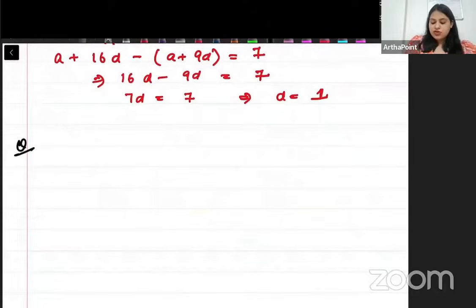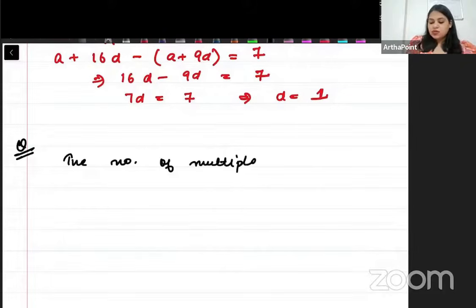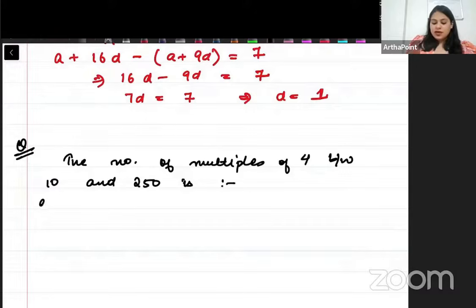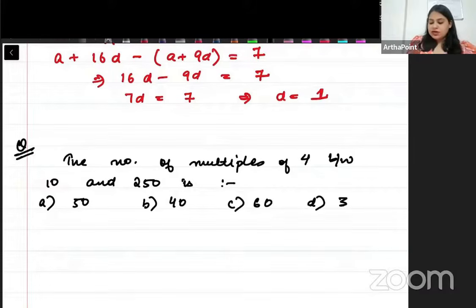Okay, so write down the next question. Please try to do this yourself. The number of multiples of 4 between 10 and 250 is A50, B40, C60, D30. You have to tell what are the number of multiples of 4 between 10 and 250. Take a moment, try to do this yourself. It's a question on AP.